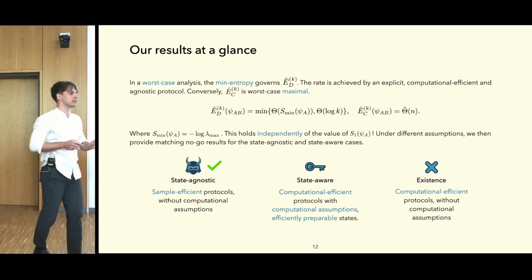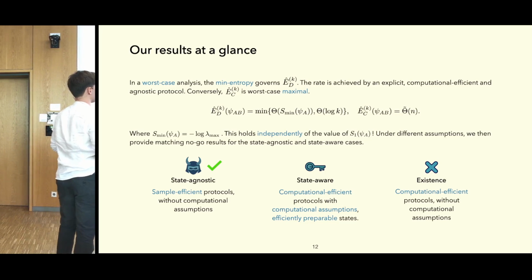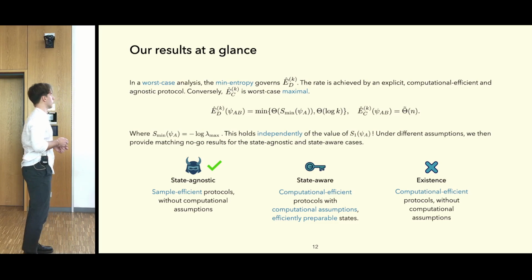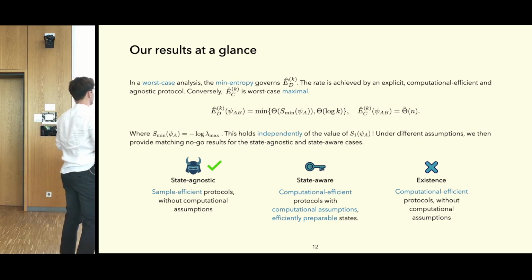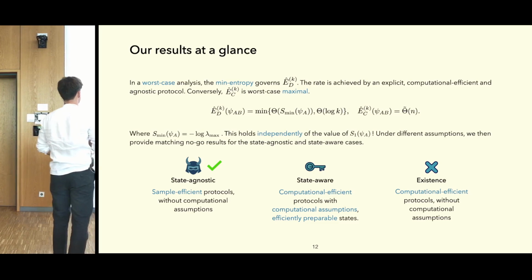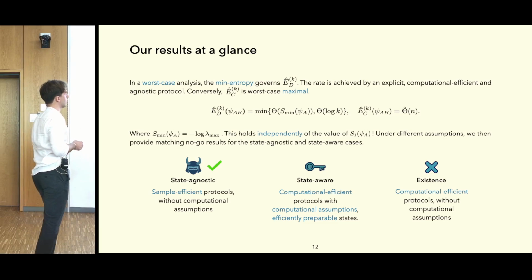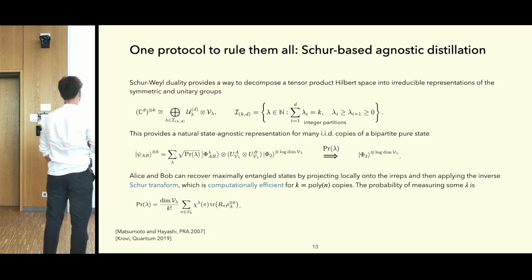Let me stress that this doesn't prove any bound on the actual computational distillable entanglement, because, of course, the optimal protocol will not be state agnostic in general. And now the question is, can we actually achieve this bound with some state agnostic protocol? And the answer is yes, and actually we can also achieve it with a computationally efficient protocol.